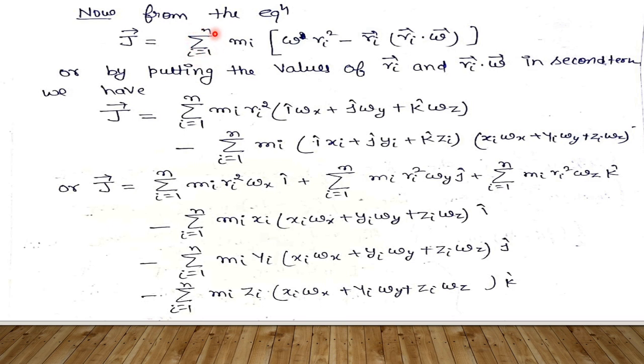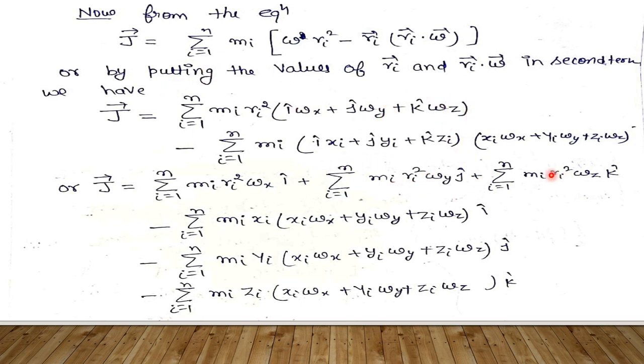This is the summation from i equals 1 to n of mi and the value of ri, which is i cap xi plus j cap yi plus k cap zi, and this is the value of ri dot omega: xi omega x plus yi omega y plus zi omega z. On solving this expression we get the terms of J in the form of i cap. This is our first term, this is our second term.